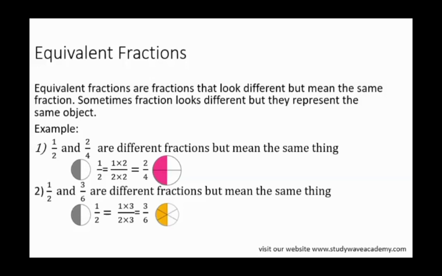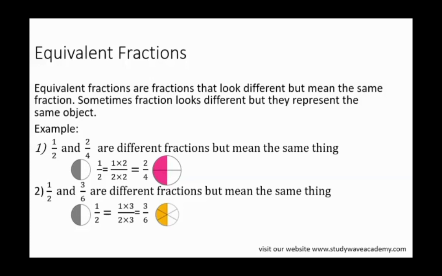So for 1 over 2, the shaded part is 1, and the whole object is divided into 2. That is how we get 1 over 2. And we use 3 two times to get 3 over 6. We said 1 times 3 giving us 3, and 2 times 3 giving us 6.